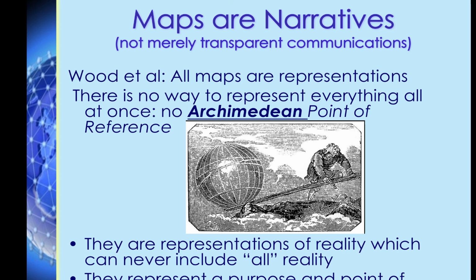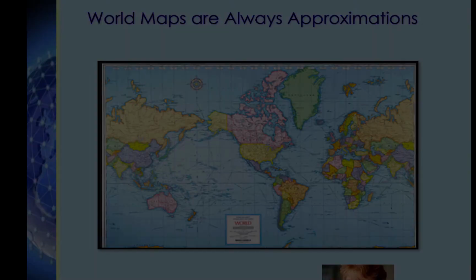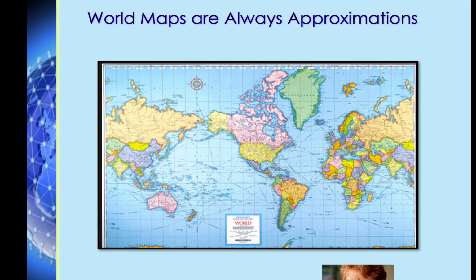So this is to say that despite how accurate we may think a map is, it's always going to be partial, and it's always going to be from a certain point of view. And this is true even with world maps. And this is something that the Wood and L reading got across, I think, quite well today.